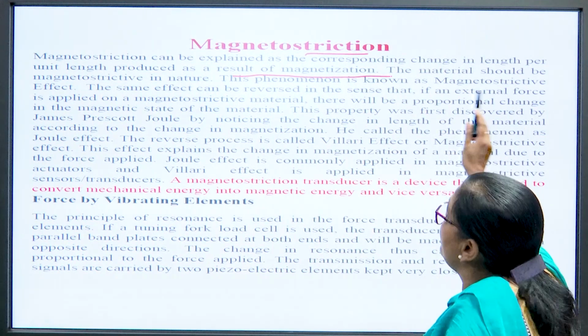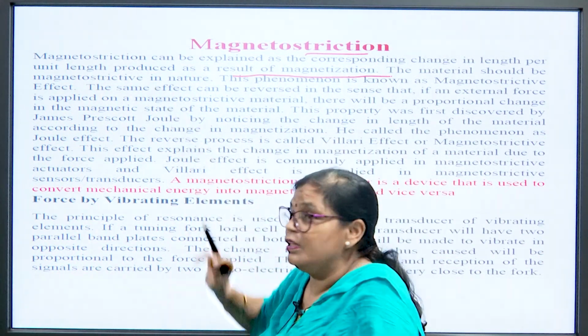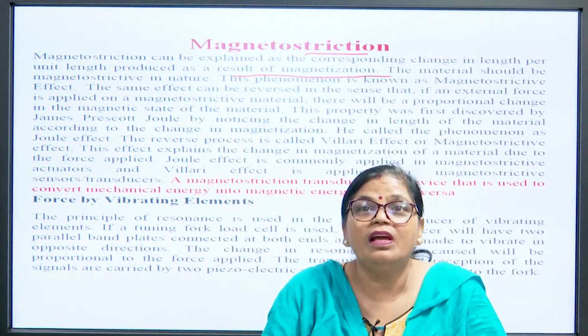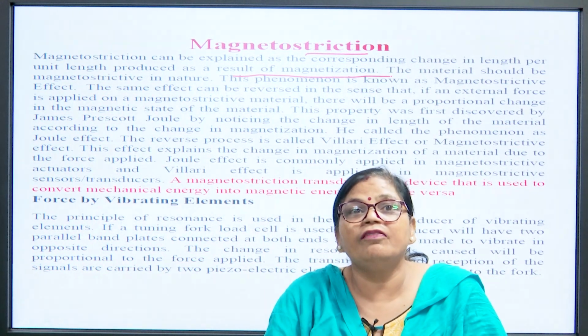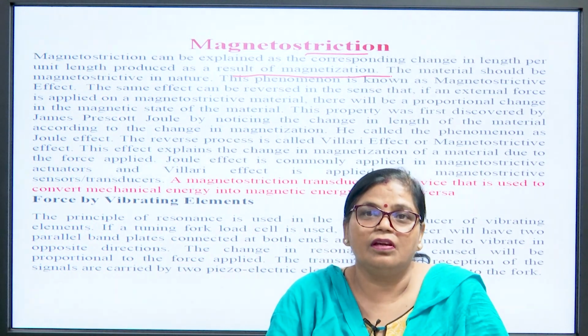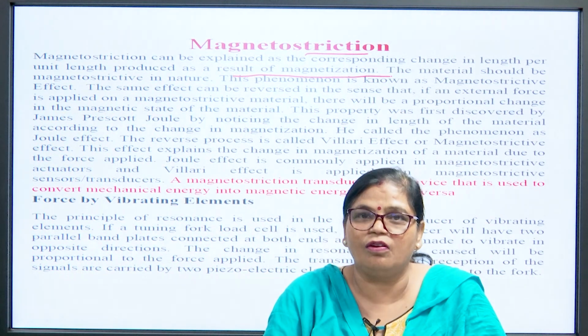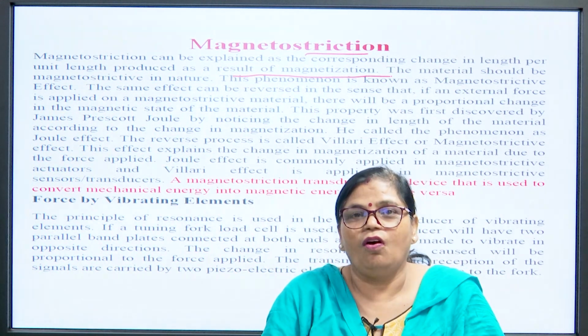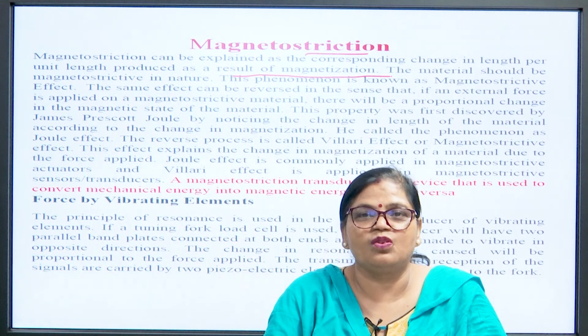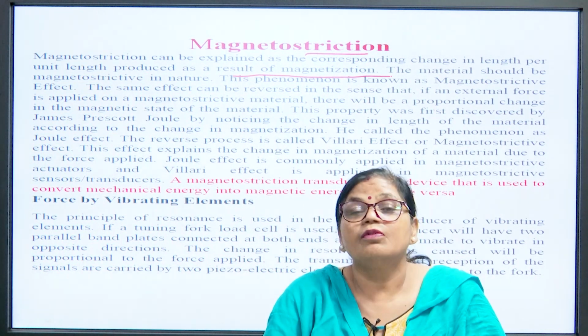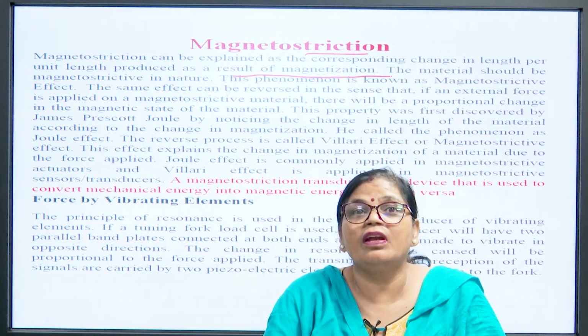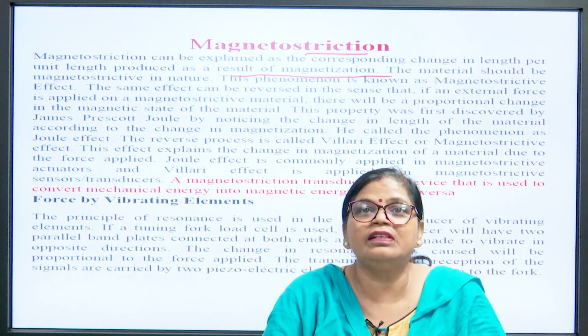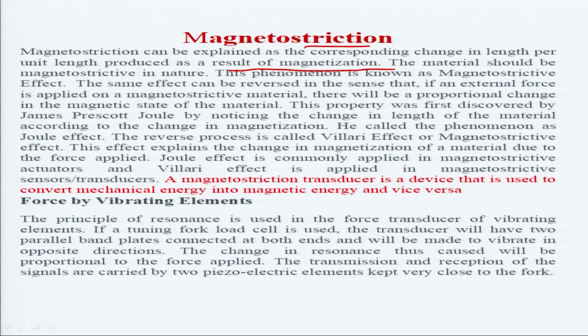The material should be magnetostrictive in nature. There is a limitation, that the material must have the property of magnetostrictive nature. This is not possible with ceramic, and we cannot use woods or any other non-conductive material. We use material which is magnetostrictive in nature. So, this is the limitation of this phenomenon. This phenomenon is known as magnetostriction, applied on a magnetostrictive material.